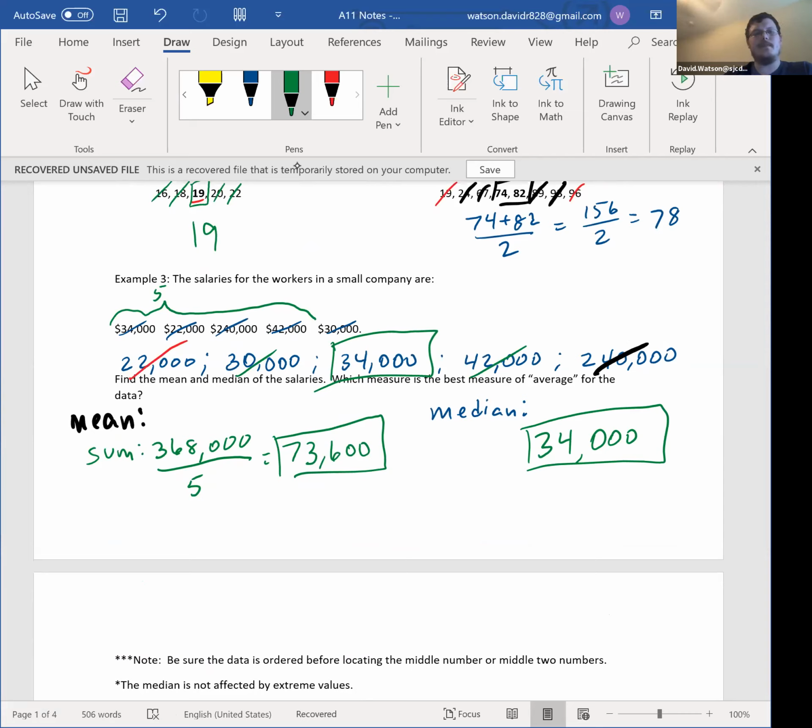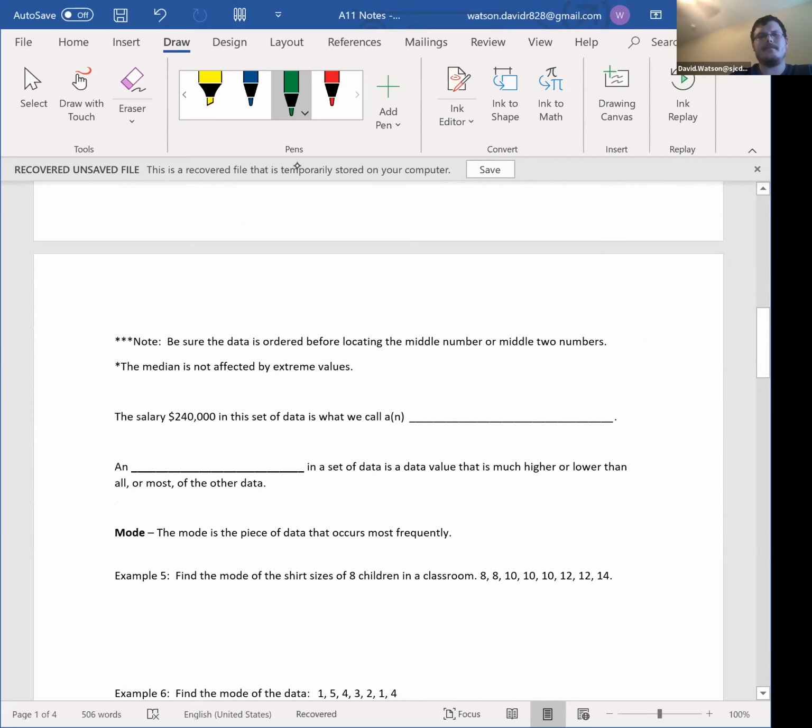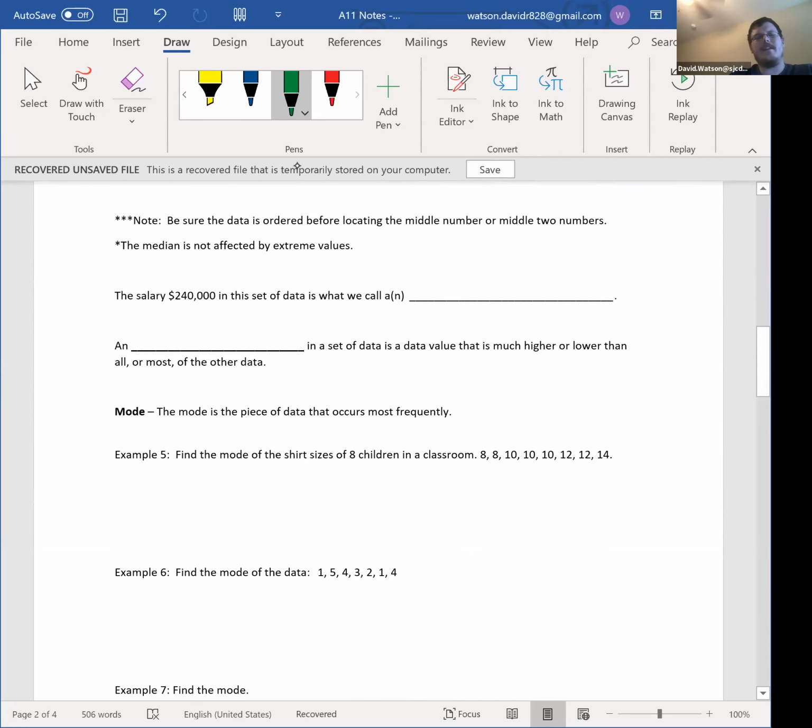So which best represents the average of all of these salaries? In this case, I would argue that it's the median, because the median is closer to most of the values. There was that 240,000 that really threw off the mean. That's what we're going to talk about next. The salary 240,000 in this set of data is what we call an outlier.